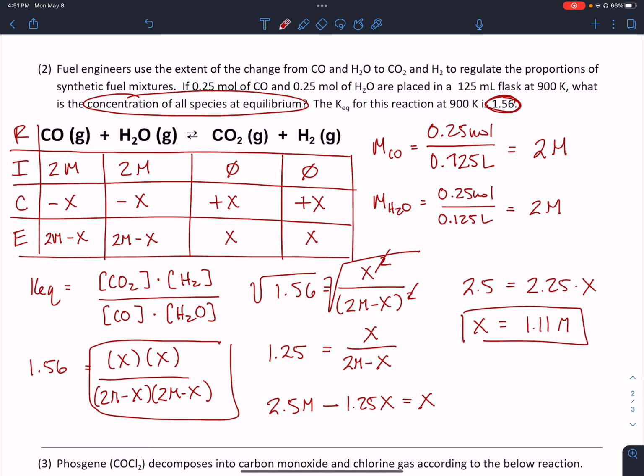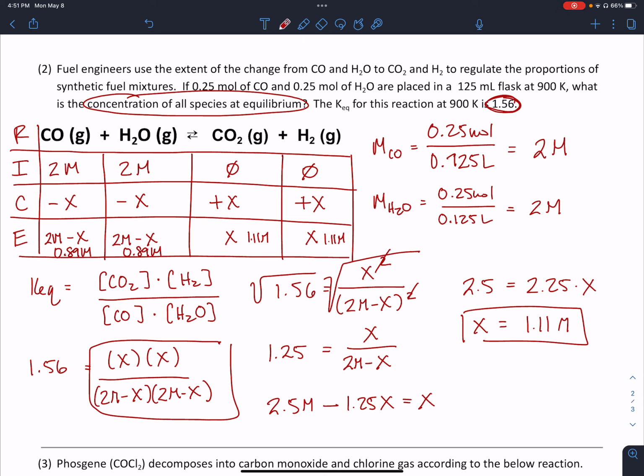So now I need to go back and look at each concentration. X is pretty straightforward. So this is 1.11 molar, 1.11 molar. Over here, I need to take that 2 molar and subtract out 1.11, so I get 0.89 molar, 0.89 molar. And those are going to be my equilibrium amounts for each component within that reaction.